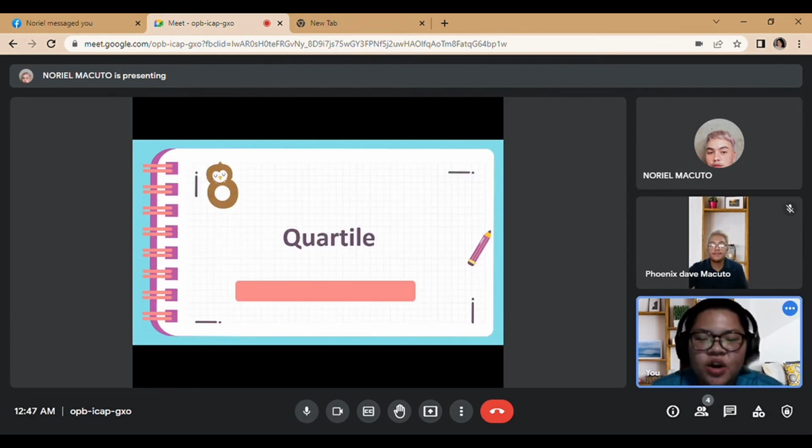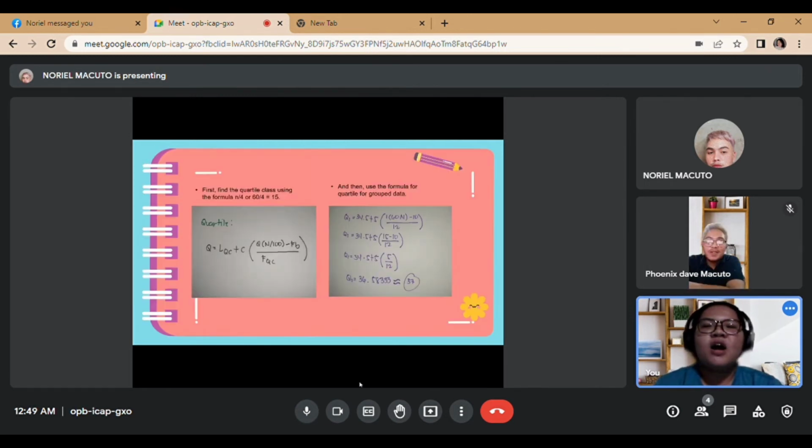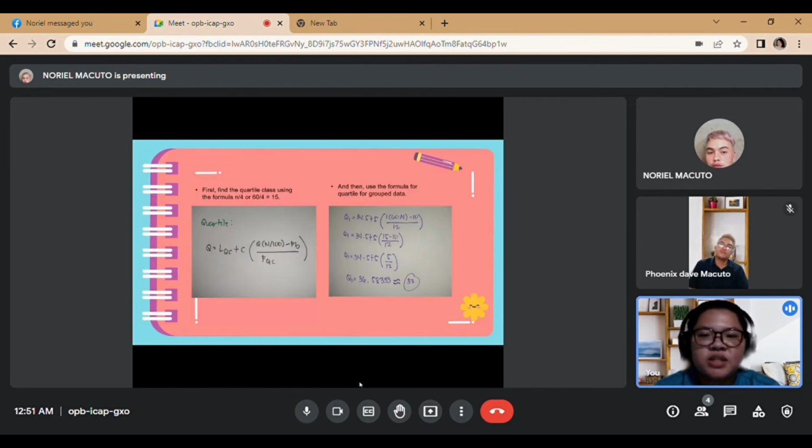Okay, now lastly, on how to get the quartile. Of course, here is the same table from earlier. Now we need to find the quartile class using the formula n over 4, or 60 over 4 equals 15. Then find which range in the less than cumulative frequency the quartile falls in. So now, the less than cumulative frequency of quartile is 22. And then the class interval is 35 to 39. The frequency is 12. Class boundaries are 34.5 to 39.5.